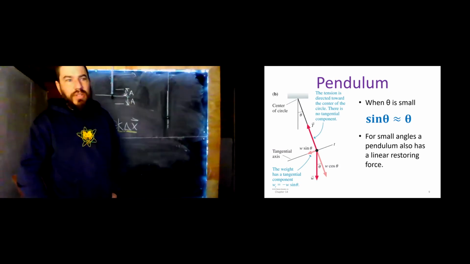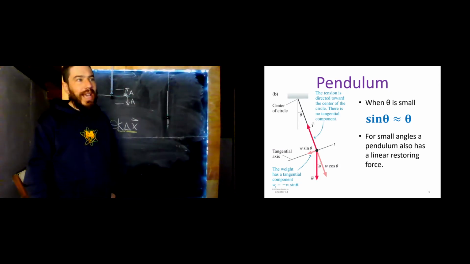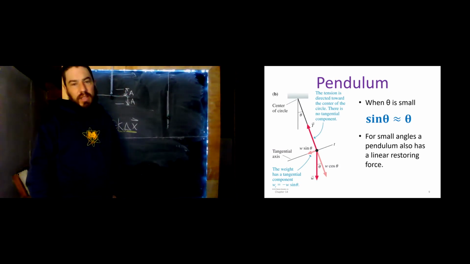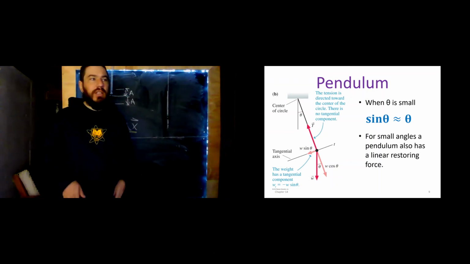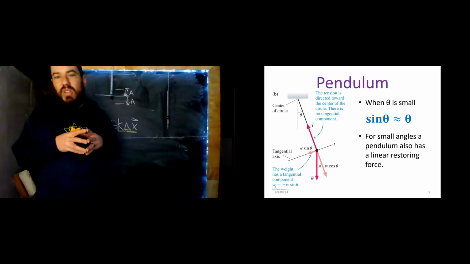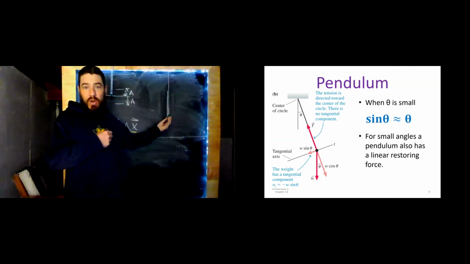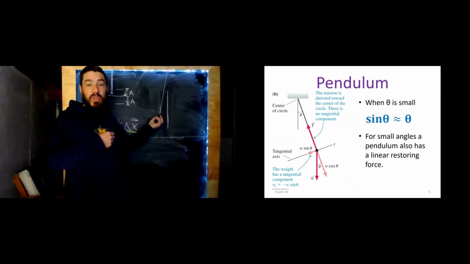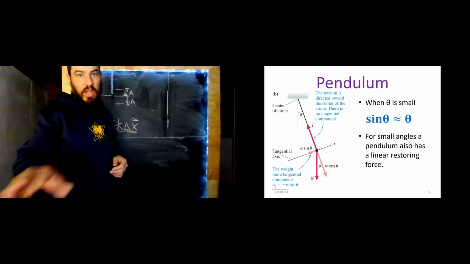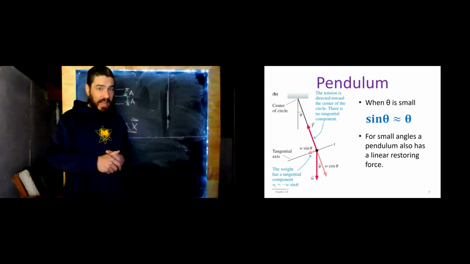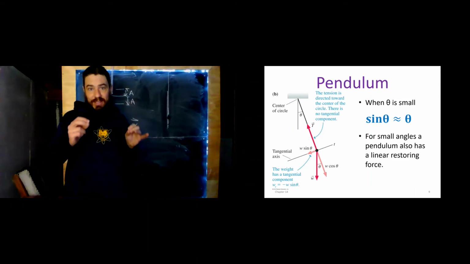In order to wrap our brains around this one, we need a new idea, and that is the small angle approximation. The small angle approximation says that when theta is very small, so here we're measuring, notice in the PowerPoint, theta as the angle between the string and this vertical line. When theta is small, sine theta and theta are almost exactly the same.